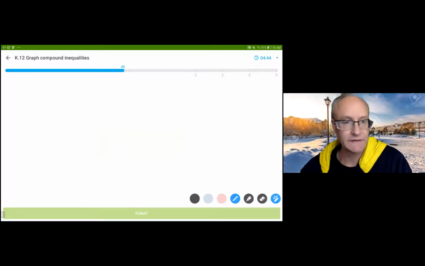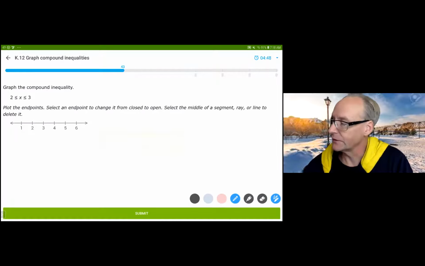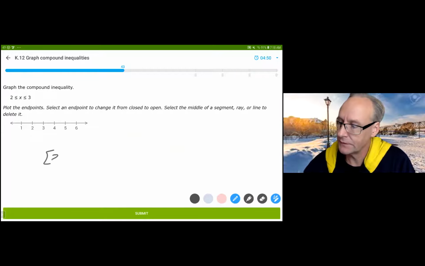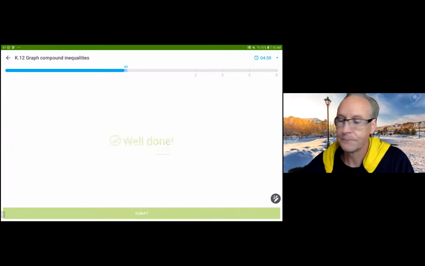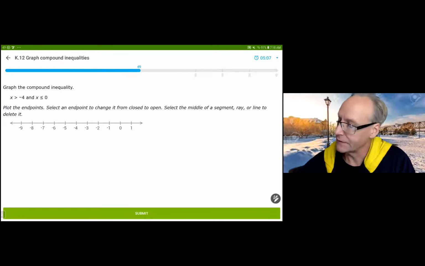Let's see what our next one says. All right, now we're between 2 and 3 included. So 2 is included, 3 is included, and we're between those two. So between 2 and 3. This time we want to be greater than -4. So let's take a look and see what that looks like. We're at -4, but we want to go greater than -4. So we're talking about all of these.